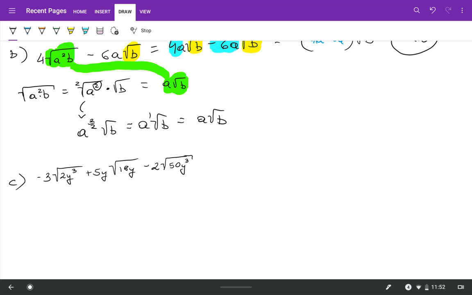Okay. So here what we need to do, we need to simplify. Like you see, we don't have like terms. Each expression under radical is different. So in order to simplify, we need to simplify each. So first I'm going to simplify square root of 2y to the third power. Square root of 2y to the third power can be rewritten as square root of 2 times square root of y to the third power.